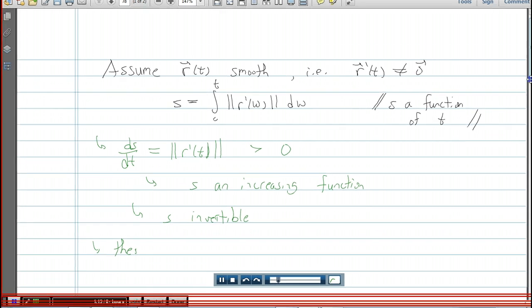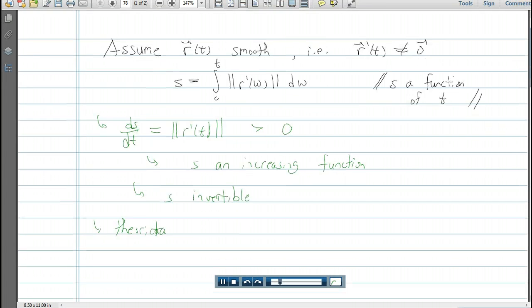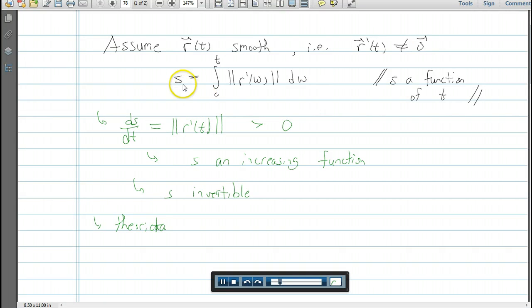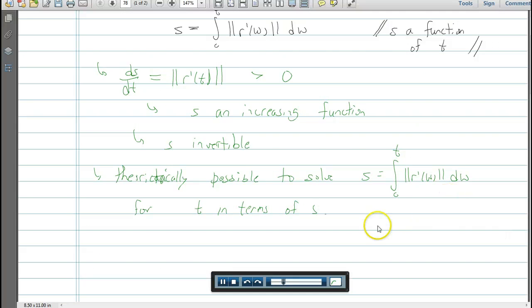So what does that mean for us? That means we can theoretically, at least, solve for s in terms of t in this formula. That's a possibility. We've seen that in our homework. We usually compute this integral on the right-hand side, and after we do that, it gives a relationship between s and t. That's not always going to be very simple for us to do. Might even be impossible sometimes, but at least theoretically, we can solve this equation for t in terms of s. And that's going to give us that t is going to be a function of s.